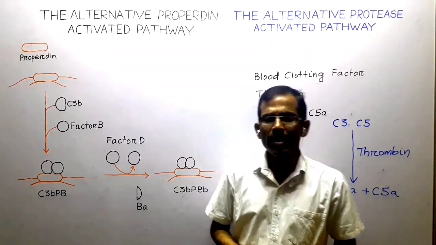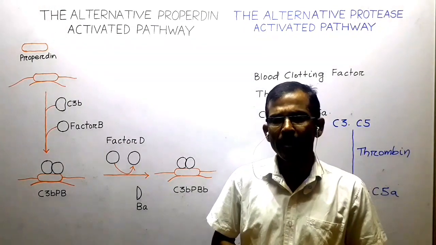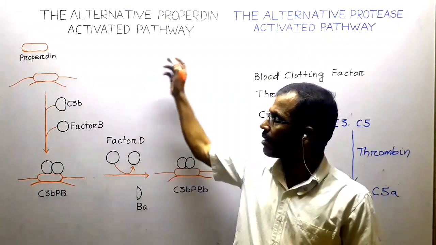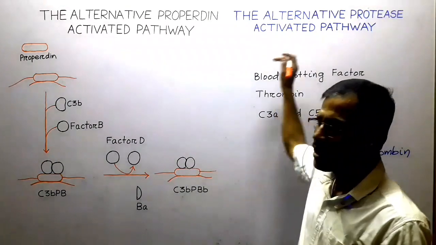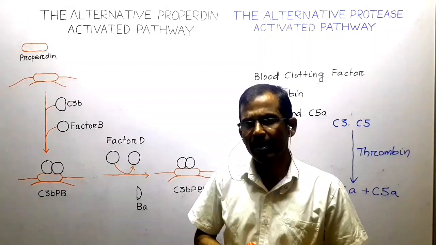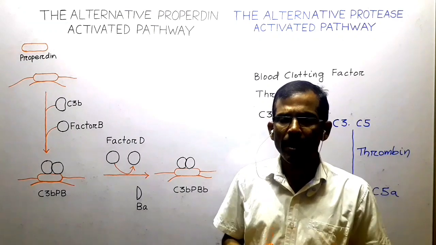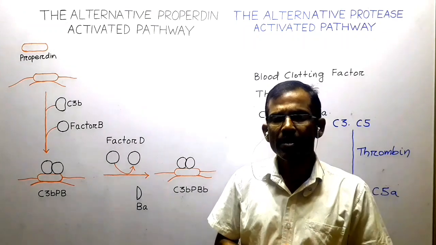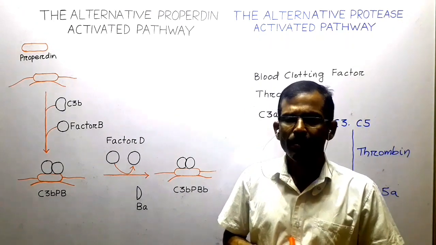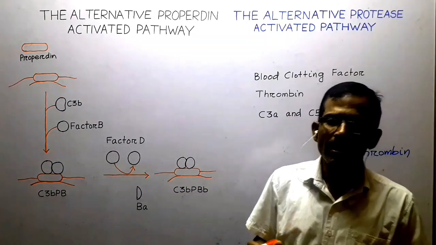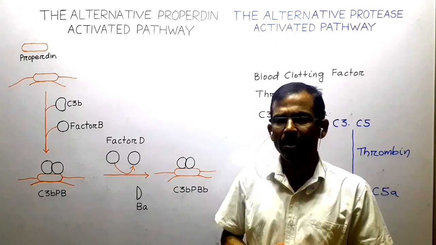Friends, today we shall discuss about the remaining two alternative pathways of complement activation. They are the alternative properdin activated pathway and the alternative protease activated pathway. Following this, we shall also discuss as to how the membrane attack complex is assembled from various activated components of the complement system. As you know, the membrane attack complex is a macromolecular complex that directly kills microbes by creating pores in their membrane.